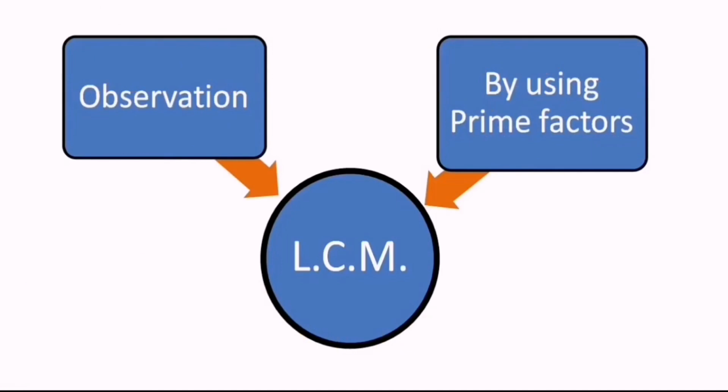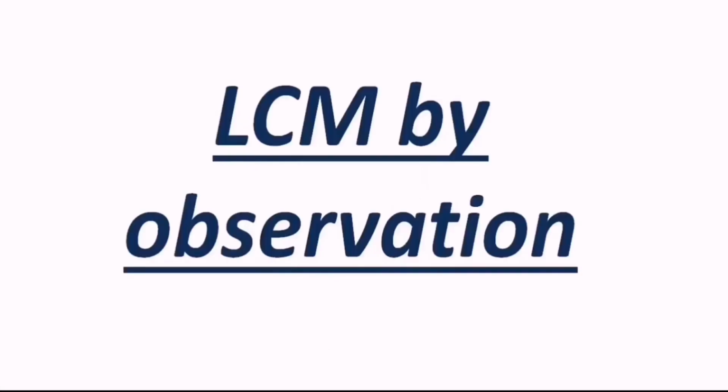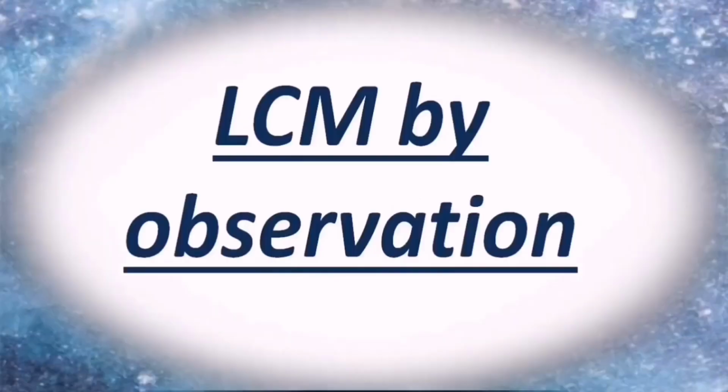We will find LCM by two ways. Very first one is observation method and another one is by prime factor method. So let's move on. Here the observation method, first sum is on your screen. Okay, so we are given with the two numbers 60 and 12, which is the smallest one of them.